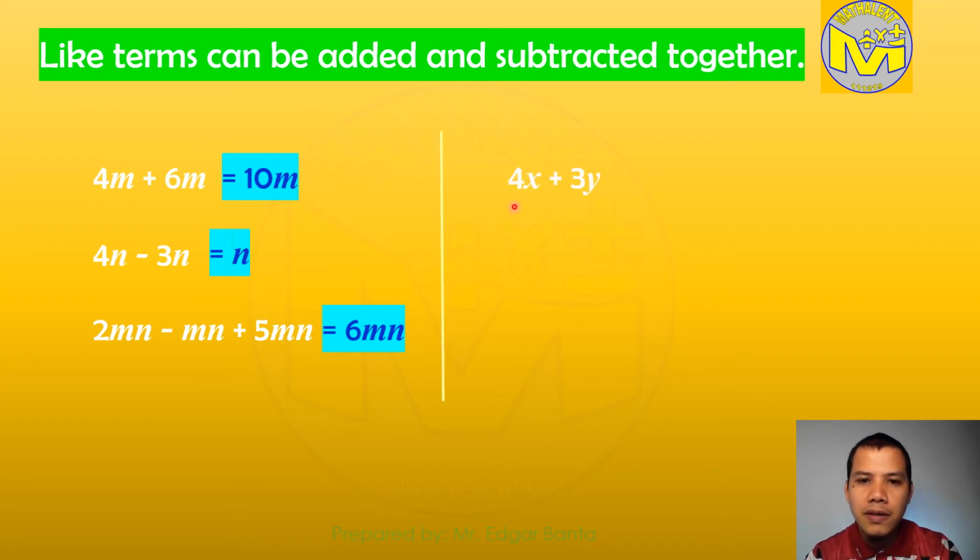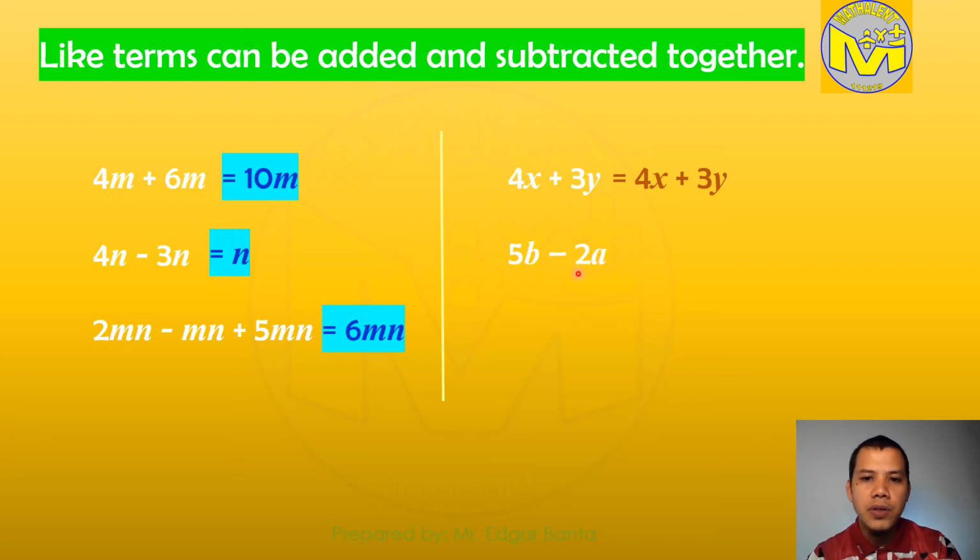Now, look at this. Are they like terms? No, they are unlike terms. So how can we add them together? We cannot. So the answer is the same, 4x plus 3y. We can add them together if we know the value of x and y. But at this moment, we cannot add 4x and 3y together. Okay.